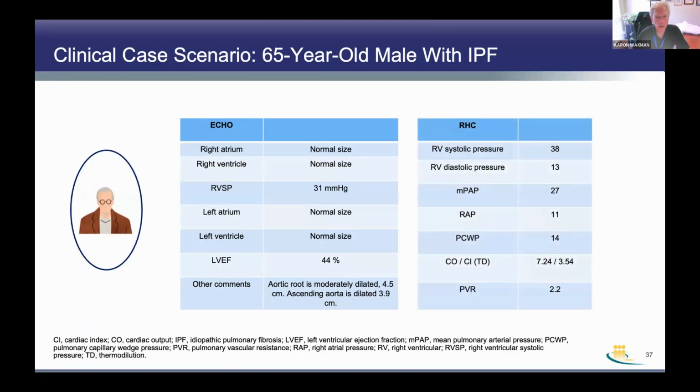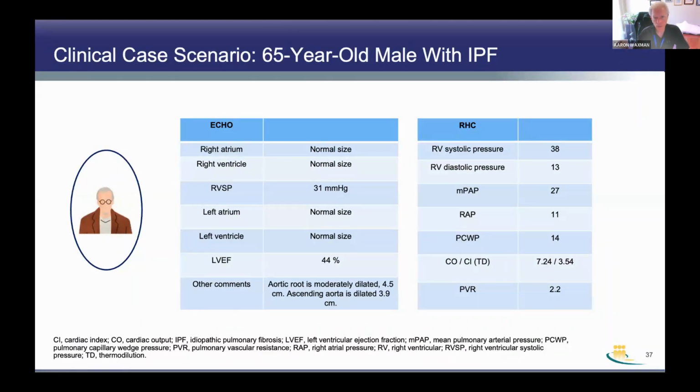And he did go to right heart cath, and here you can see that his RV systolic pressure was 38. His mean pulmonary artery pressure was 27, which is above our threshold of 20, so he does have pulmonary hypertension. Right atrial pressure is at the upper limits of normal. His wedge is borderline at 14 if we consider 12 being normal, but again, for the diagnosis of pulmonary hypertension, greater than or less than or equal to 15 is the realm we're looking for. His cardiac output is actually high, which might raise concern about anemia or something else going on. And his pulmonary vascular resistance is really borderline at 2.2.